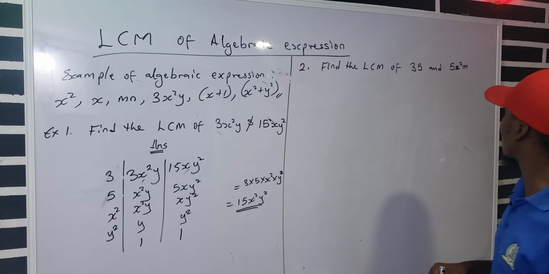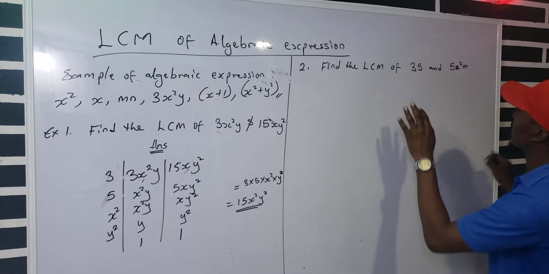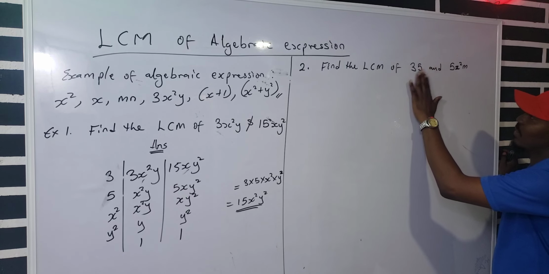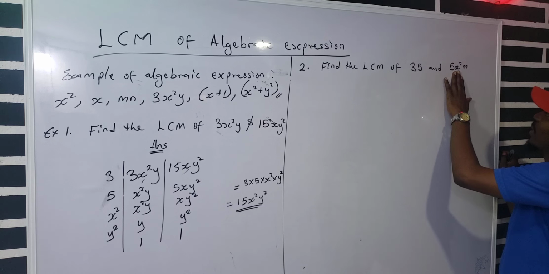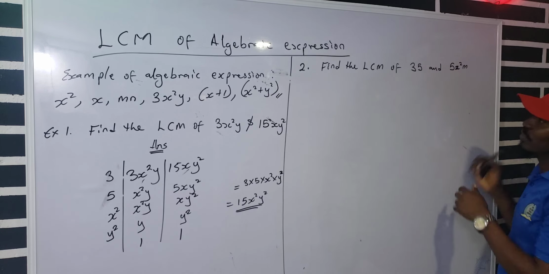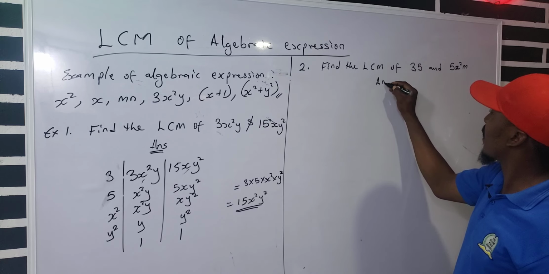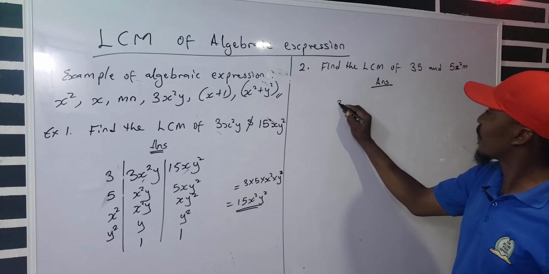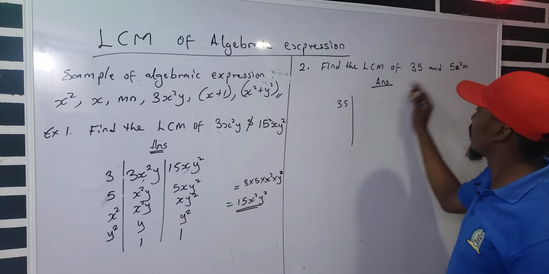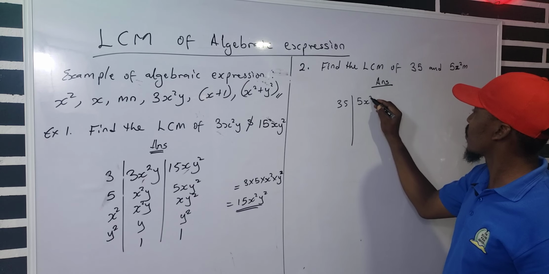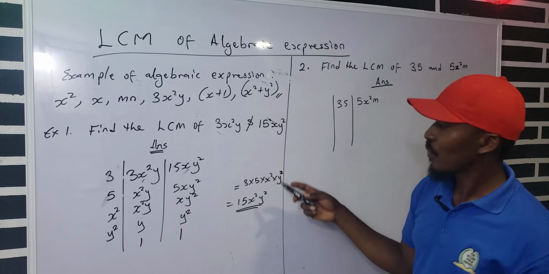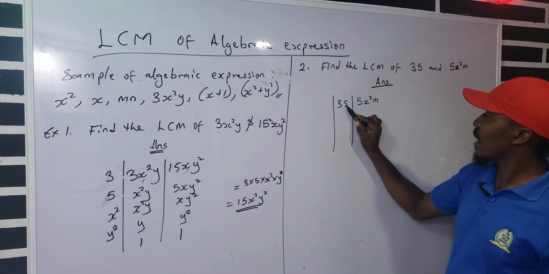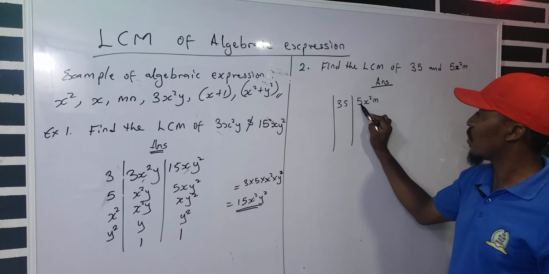In this case, I have 35, which is a number, and 5s square m, which is an algebraic expression. So we have 35 and 5s square m. Like I said before, you can see that 5 can go here, 5 can go here.